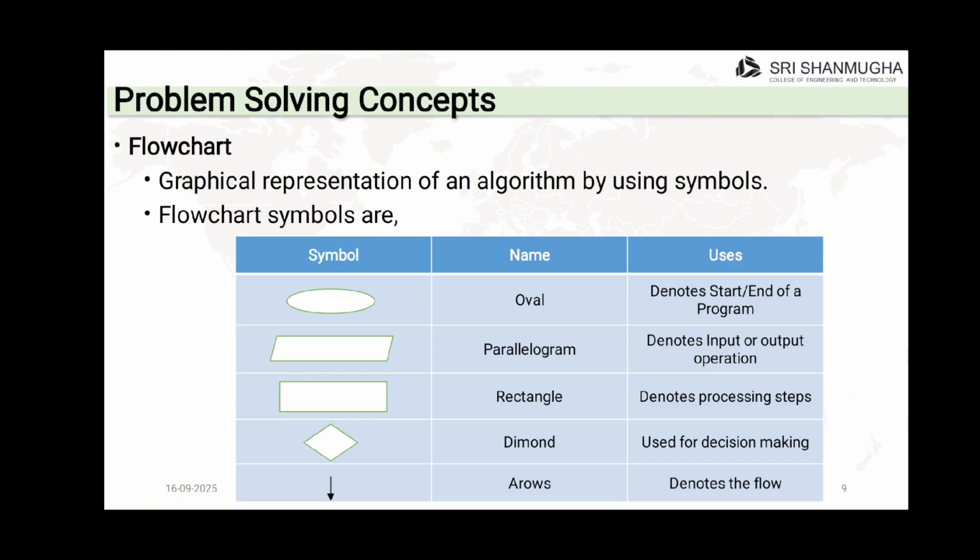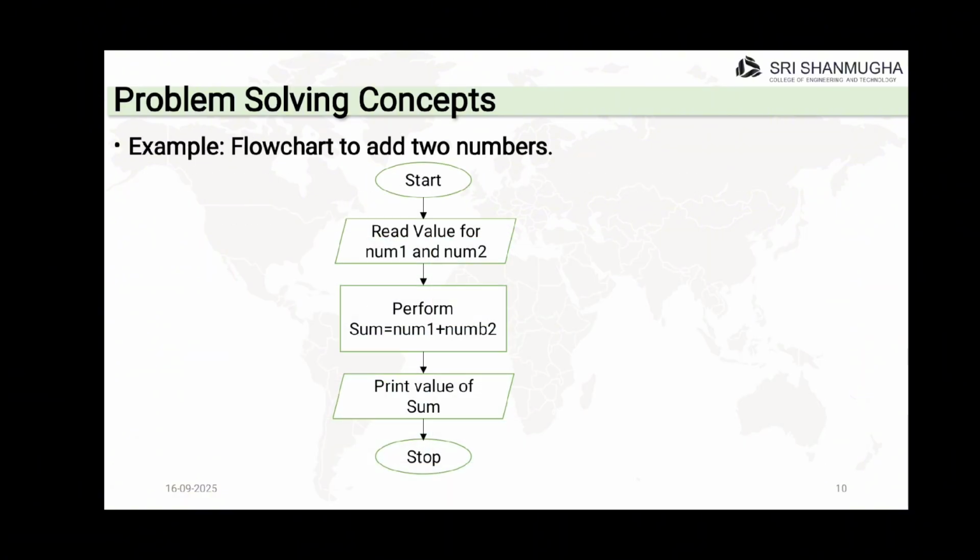A flowchart is a graphical representation of an algorithm using symbols, showing the flow of the steps. Flowchart symbols: the oval shape denotes the start and end of a program. Parallelogram denotes input or output operation. Rectangle shape denotes processing steps. Diamond is used for decision making. Arrows denote the flow in programs. Flowchart example for adding two numbers.